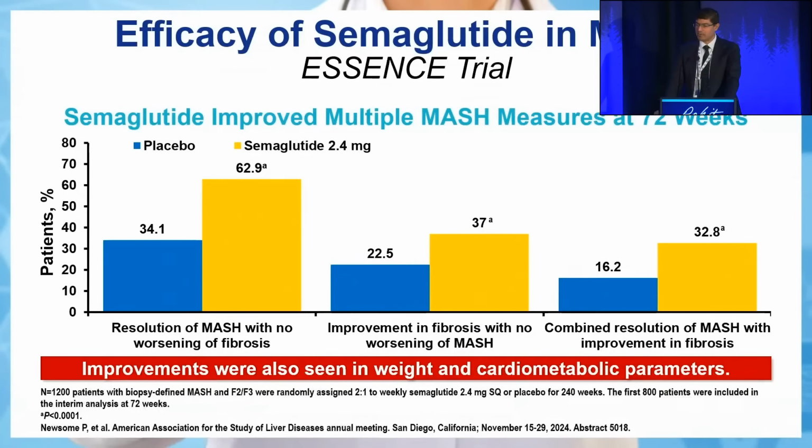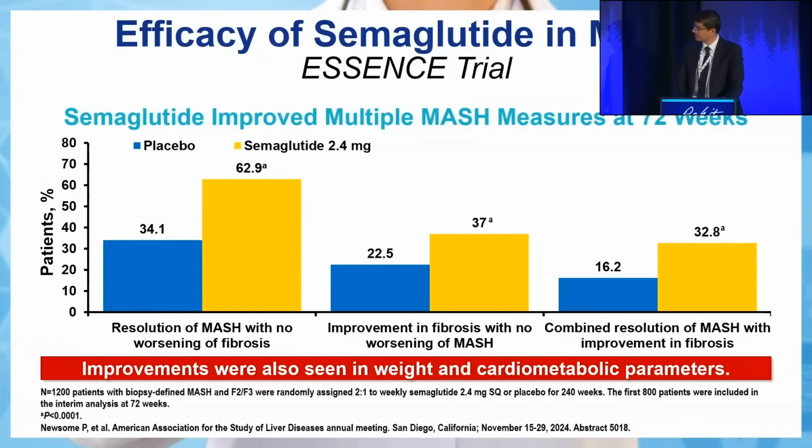In yellow is semaglutide 2.4 milligram, and the biopsy done at week 72 compared to placebo was statistically significant at 62.9 versus 34%. And then improvement in fibrosis was 37 versus 22.5. And then combined resolution of NASH with improvement in fibrosis was also noted, 16% on placebo and 32.8% on the semaglutide. So overall results look very promising, and I think we can see that patients could benefit both on the NASH resolution and also on fibrosis improvement.